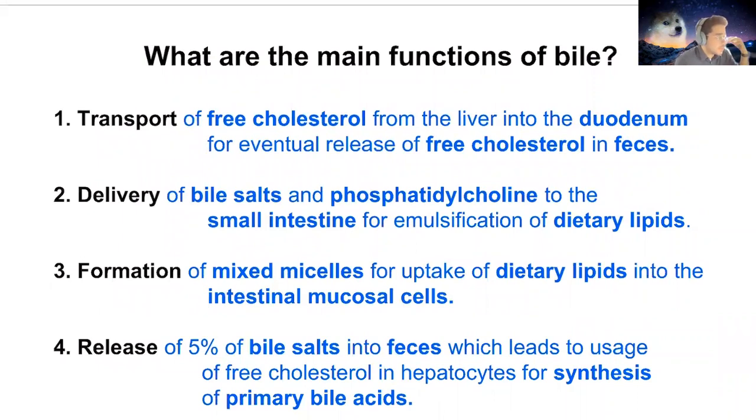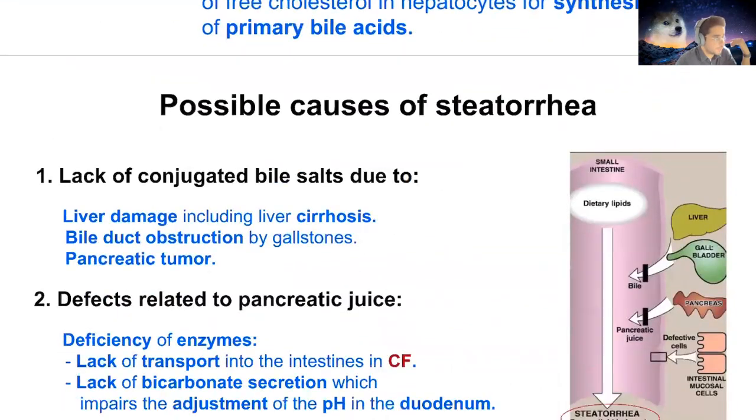Delivery of bile salts is typically done at the small intestinal level in terms of bringing these dietary lipids in. Now, what you need to know is that the formation of these micelles helps bring these lipids into the intestinal mucosa. We release about 5% of the bile salts into the feces, but most of the time we actually bring back in these bile salts and the conjugated bile acids.